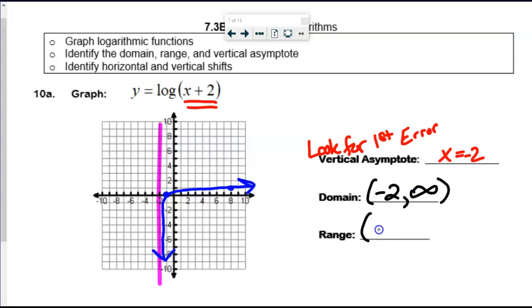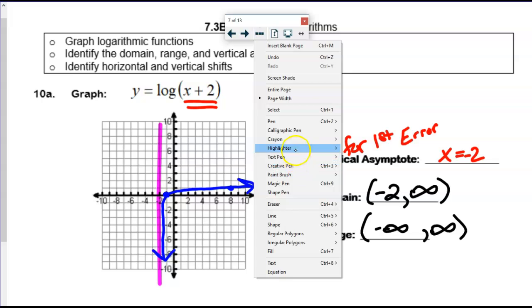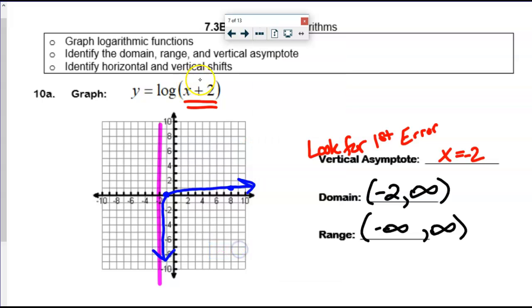This time your range, even though it's real slow on the right side, does go up and down forever. So as far as looking for connections, let's look at the highlight. The left 2 shift right here is the asymptote. It's also the start of my domain.